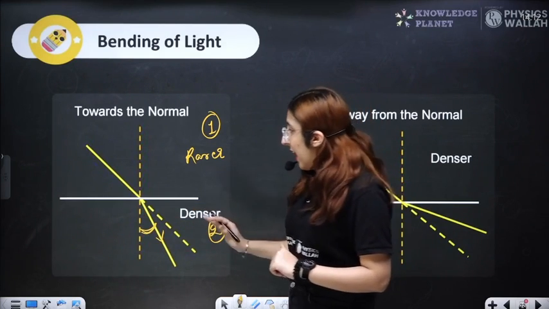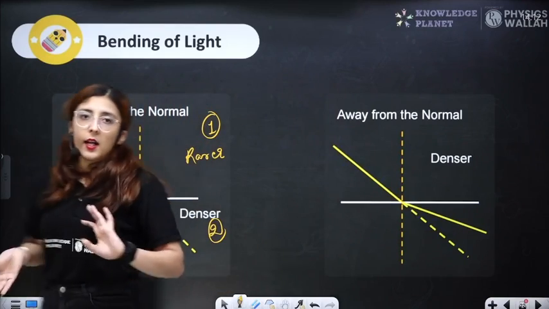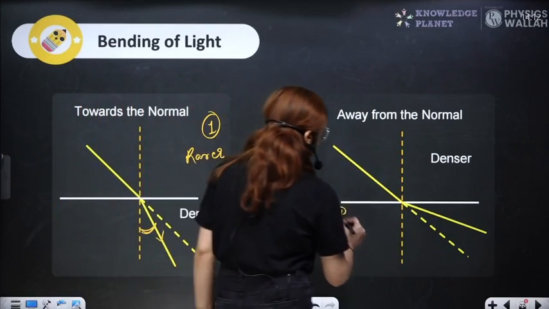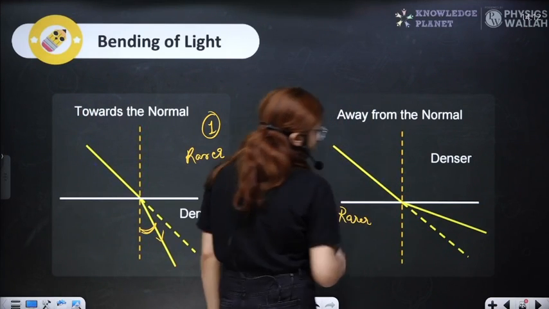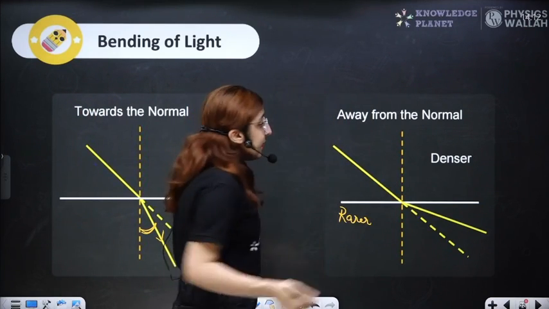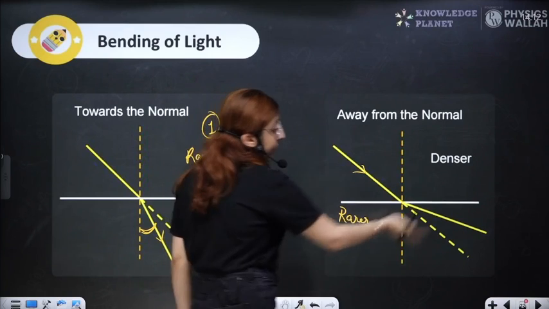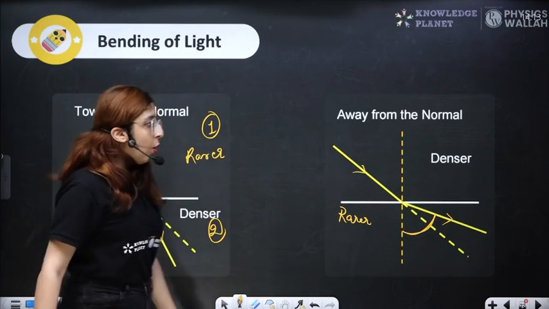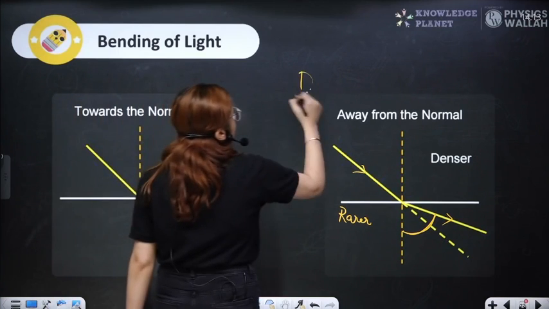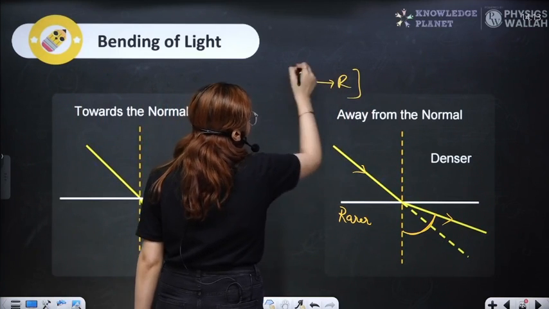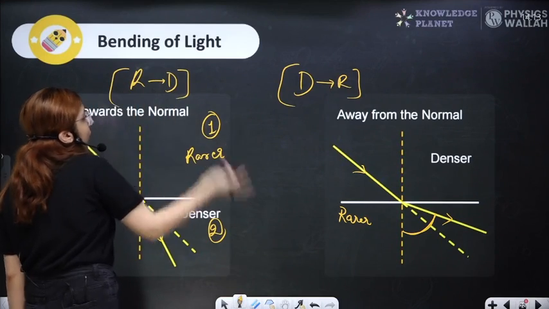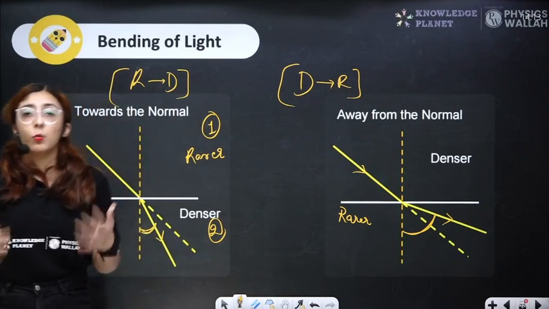Now, in a similar way, if I invert the case, and light is moving from a denser to a rarer medium, what will happen? The light is going to bend, but it moves away from the normal. So from denser to rarer, away from the normal; from rarer to denser, towards the normal. The speed of the light will vary.